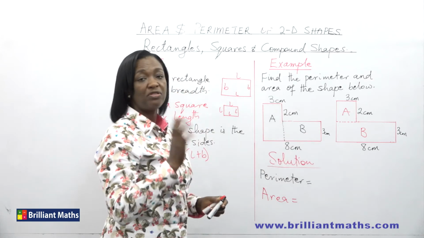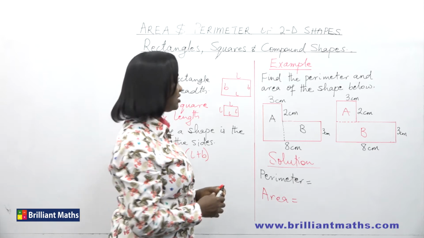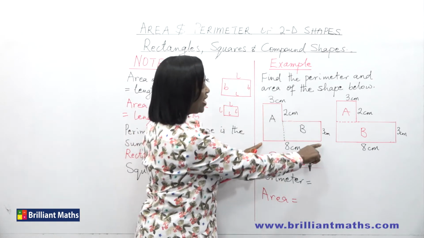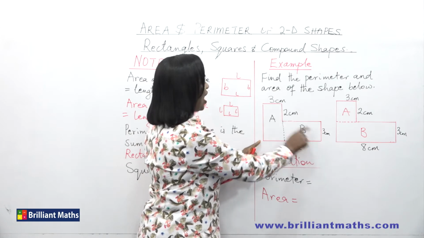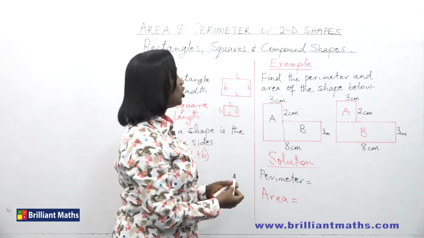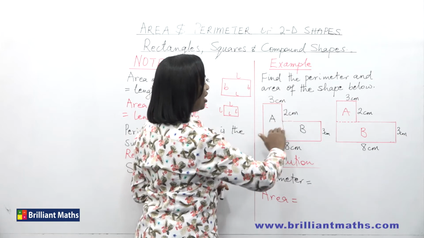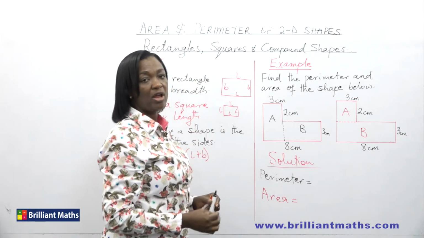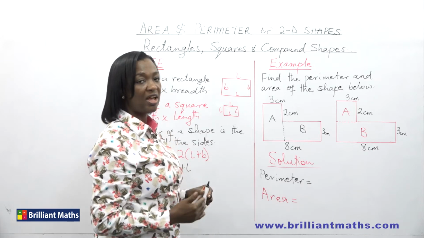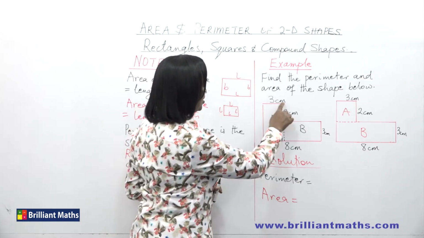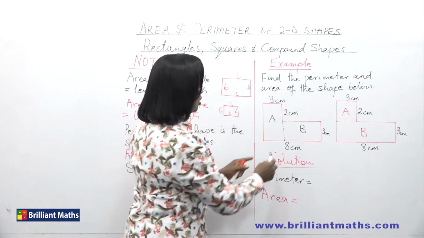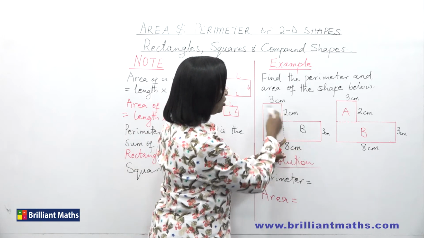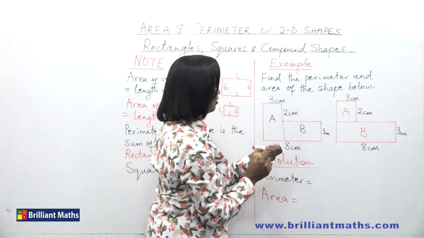The first thing you do is to find the length of the missing sides. We don't know what this length is, but we know that the base is 8 centimeters and the top is 3. So you look at the horizontal lines. If you are looking for the length of a horizontal line, compare with the other horizontal lines in the shape. So that's 3 centimeters and that's 8 centimeters. So the distance from here to here will be 8 minus 3, which will be 5 centimeters.